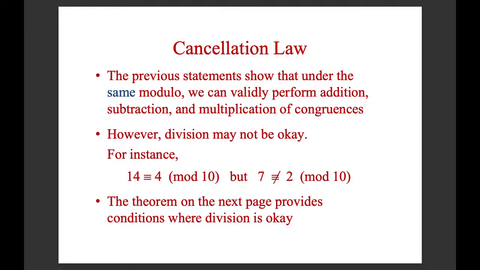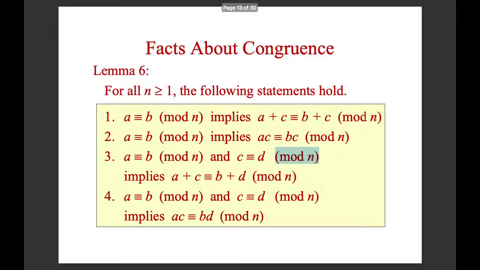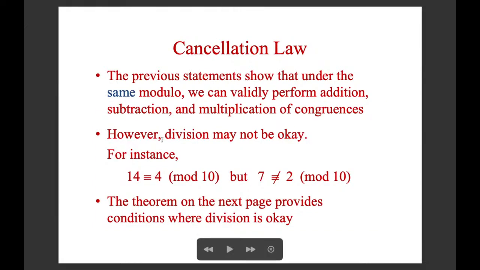So we can have addition, we can also have multiplication. Now, we can also have subtraction. For instance, if I know A is the same as B, then A minus C will be the same as B minus C, because we are just adding a negative number, it's still true. We can also do multiplication, but then we cannot do division normally.